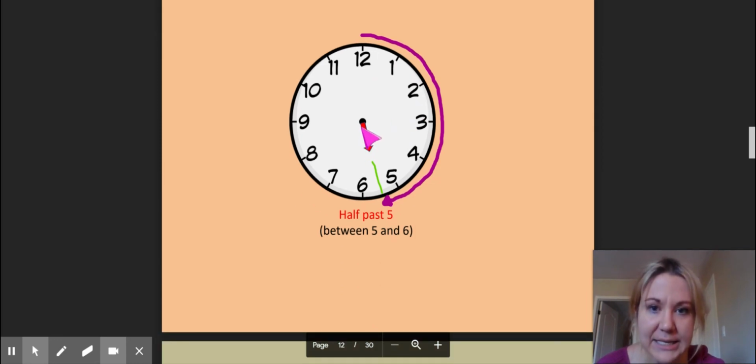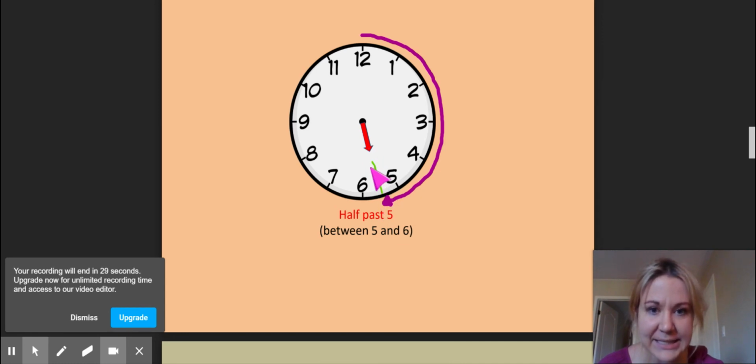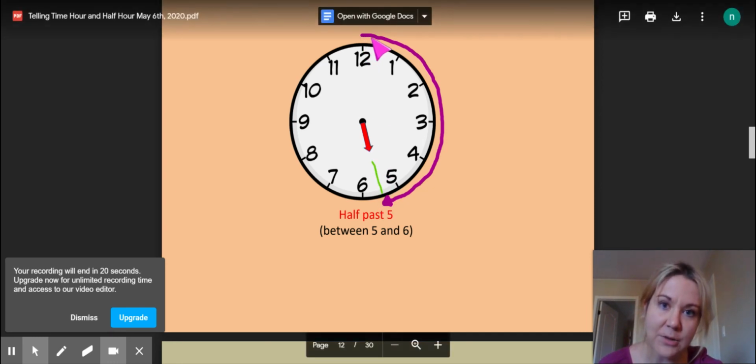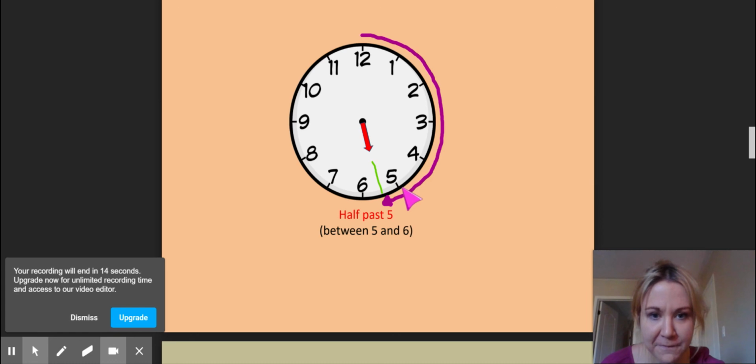Here the hour hand is pointing right between the 5 and the 6. Okay, it's halfway between the 5 and the 6. Okay, so it's half past. Now if we follow the path of the hand, 1, 2, 3, 4, 5, and stop. It hasn't made it to the 6 yet. So it's half past 5.